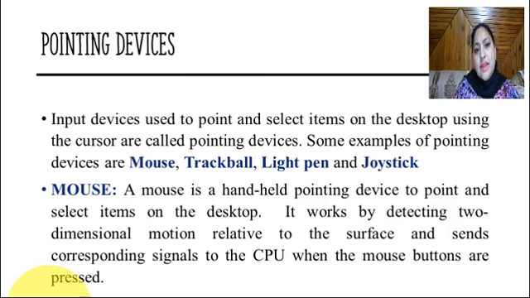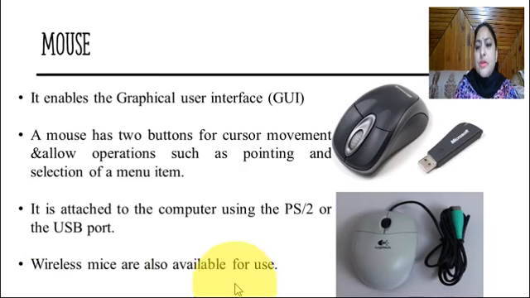Now we discuss the second input device, which is the pointing device. Input devices used to point and select items on the desktop using the cursor are called pointing devices. Some examples of the pointing devices are mouse, trackball, light pen, and joystick. Mouse is a handheld pointing device which is used to point and select items on the desktop. It works by detecting two-dimensional motion relative to the surface and sends corresponding signals to the CPU when mouse buttons are pressed. So you can see here the images of the mouse.